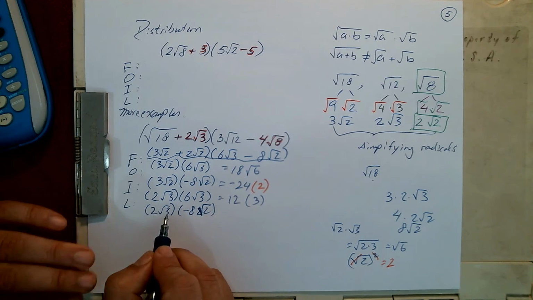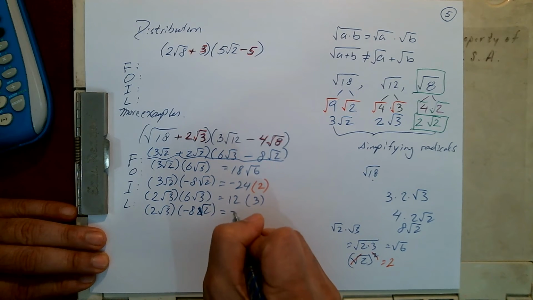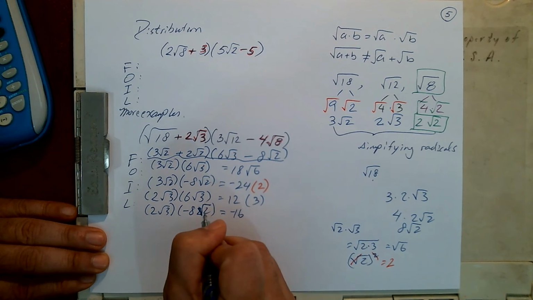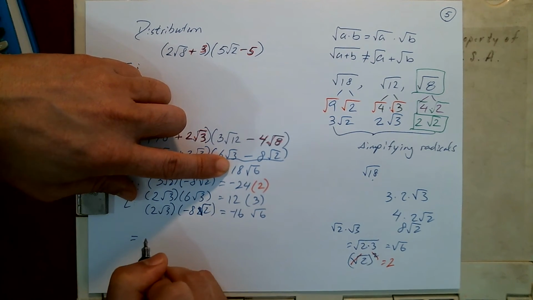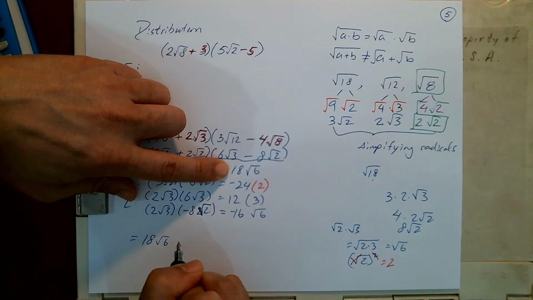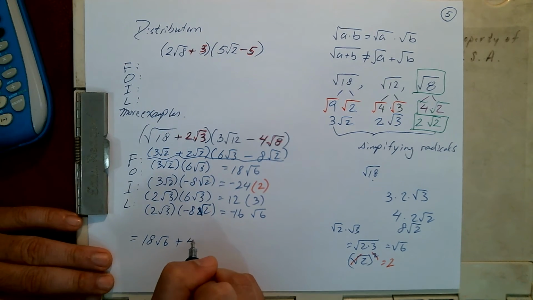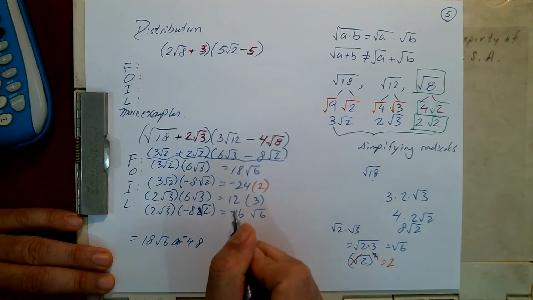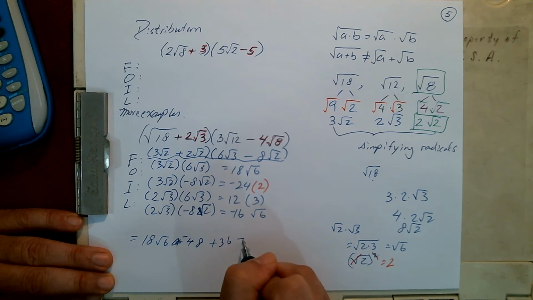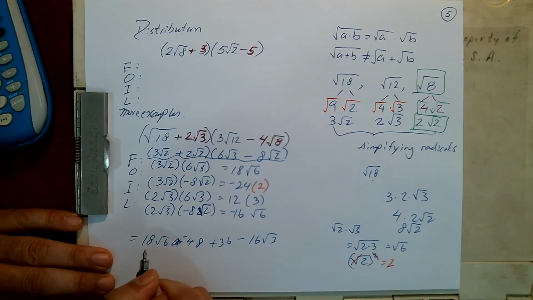Let's try this one lastly. 2 times negative 8 is negative 16. Root 3 times root 2 is root 6. And let's clean this up a little bit. 18 root 6. There's a minus. 24 times 2 is minus 48, with a minus right there. Plus 36. Minus 12 times 3 is 36. Minus 16 root 6. We can add like terms.